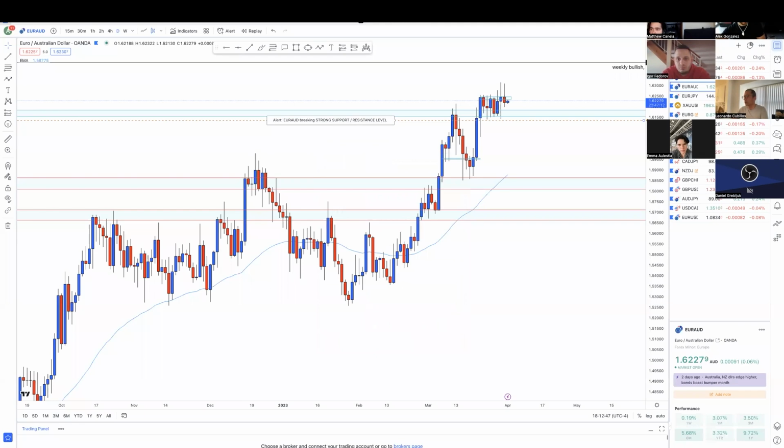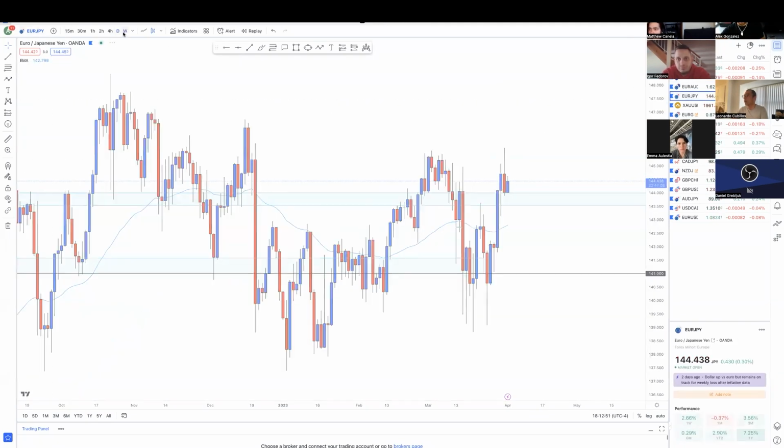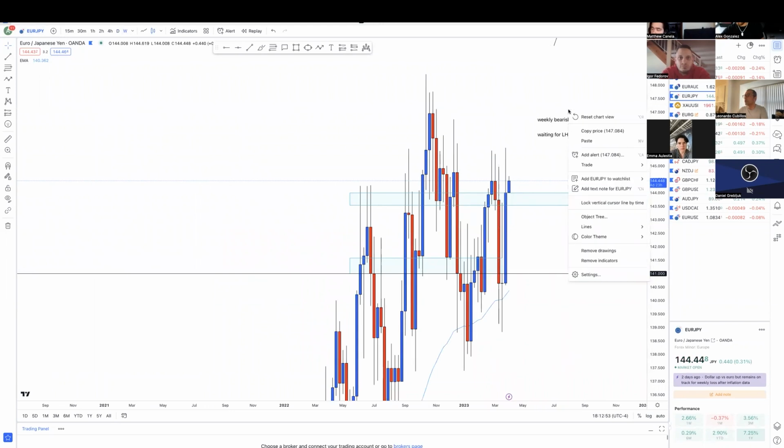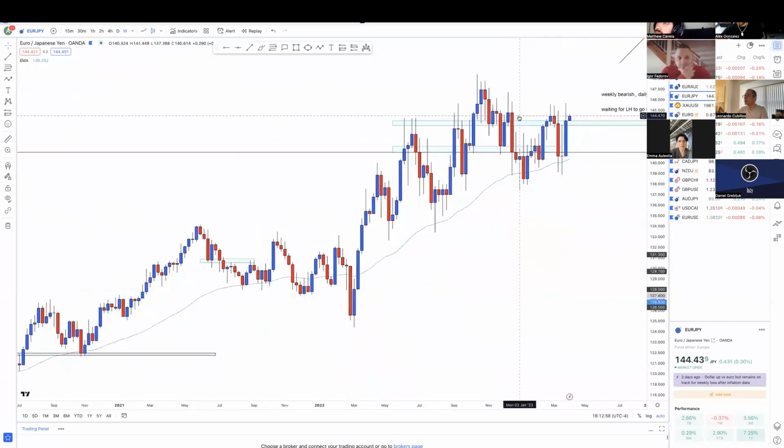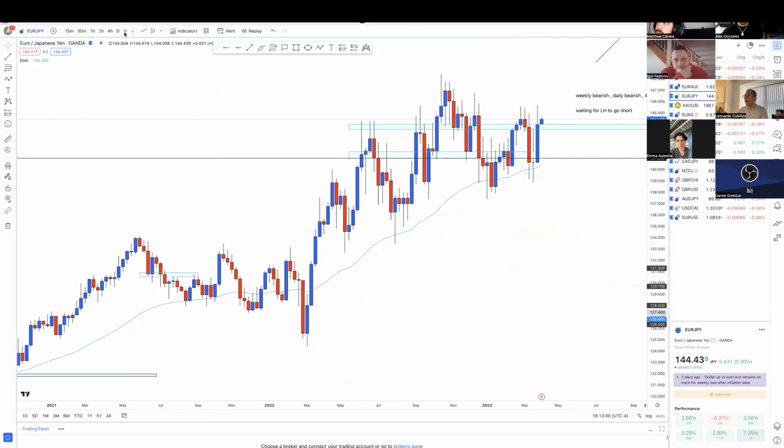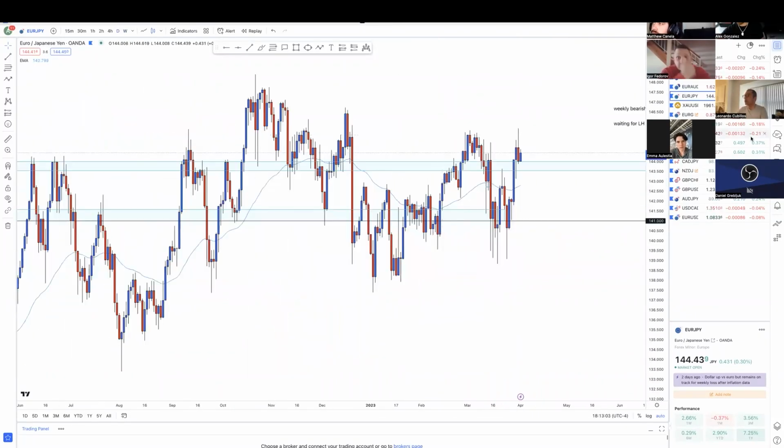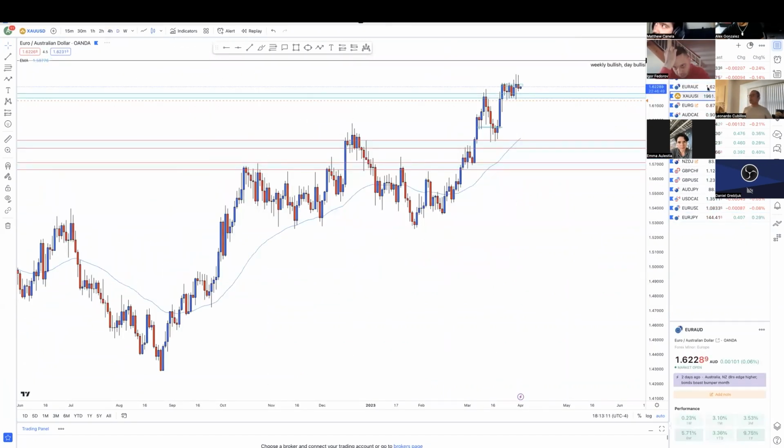Strong support and resistance level. Euro JPY. Not interested. I guess a little higher low here, but not interested. Euro AUD, we just did that one.